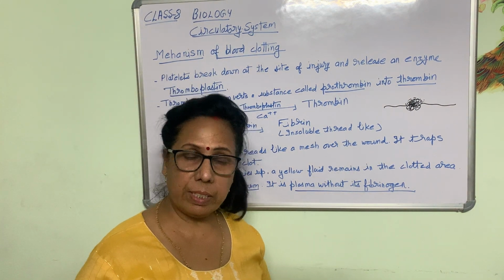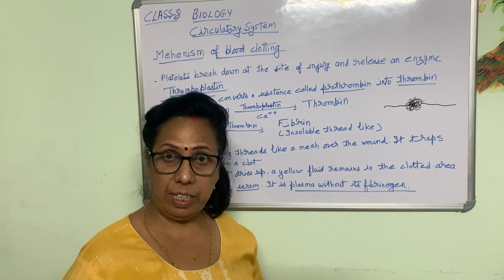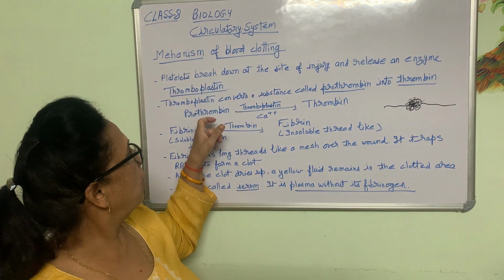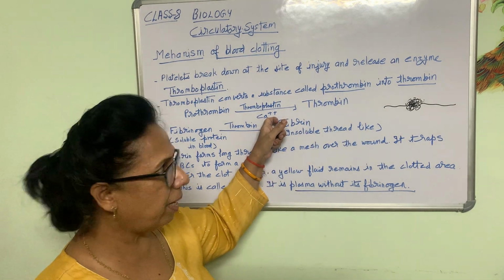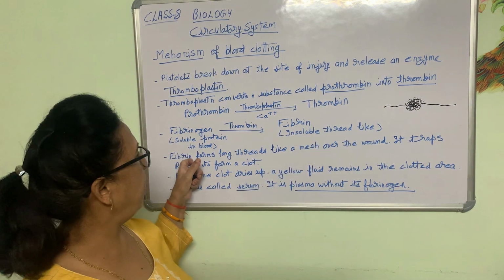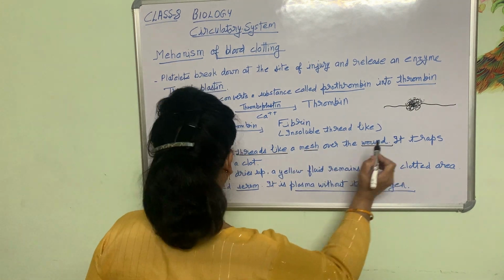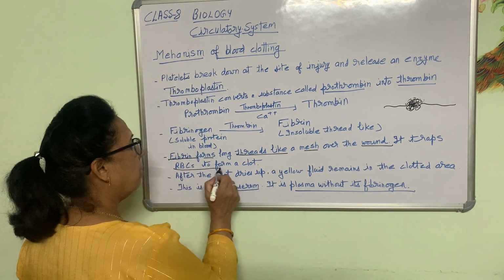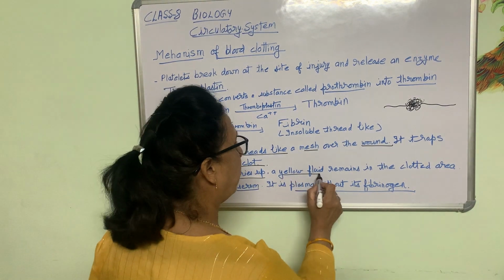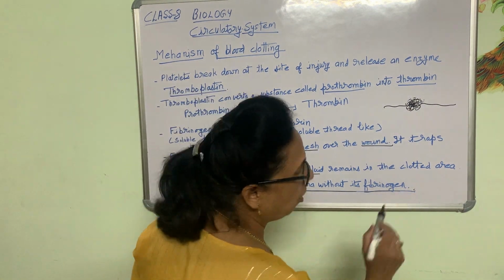Once again, blood platelets release an enzyme at the site of injury, thromboplastin. This thromboplastin changes prothrombin into thrombin in the presence of calcium ions. Now this thrombin changes fibrinogen into fibrin, an insoluble thread-like structure. Now this fibrin forms a thread-like mesh over the wound and RBCs to form a clot. Then after the clot dries up, a yellow fluid remains in the clotted area. This is called the serum and this is the plasma without fibrinogen.